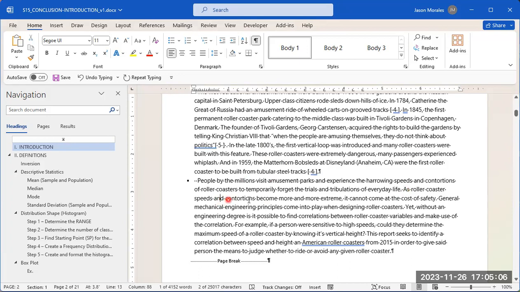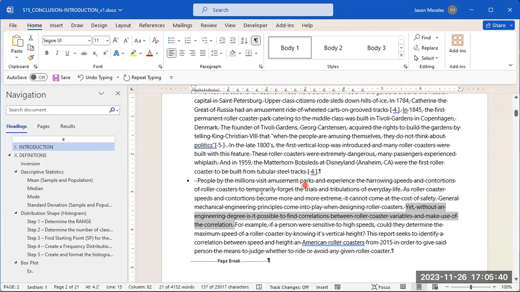As roller coaster speeds and contortions become more and more extreme, it cannot come at the cost of safety. General mechanical engineering principles come into play when designing roller coasters. Yet, without an engineering degree, it is possible to find correlations between roller coaster variables and make use of the correlation. Okay, so this is where now I'm kind of getting into what my report is going to be about. So, this is a general history of what roller coasters are.